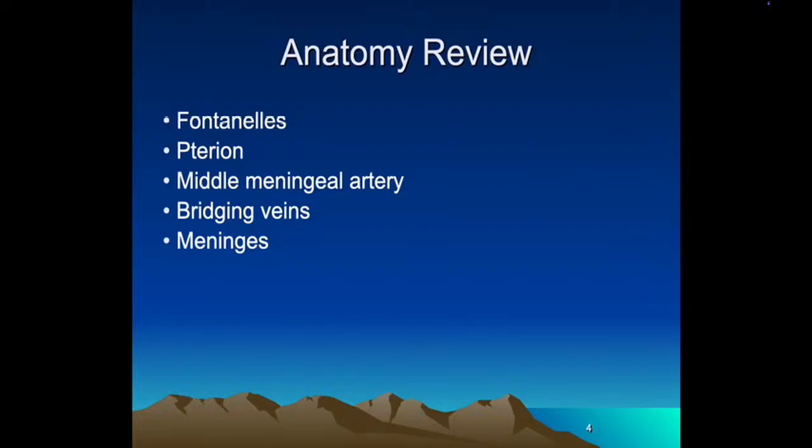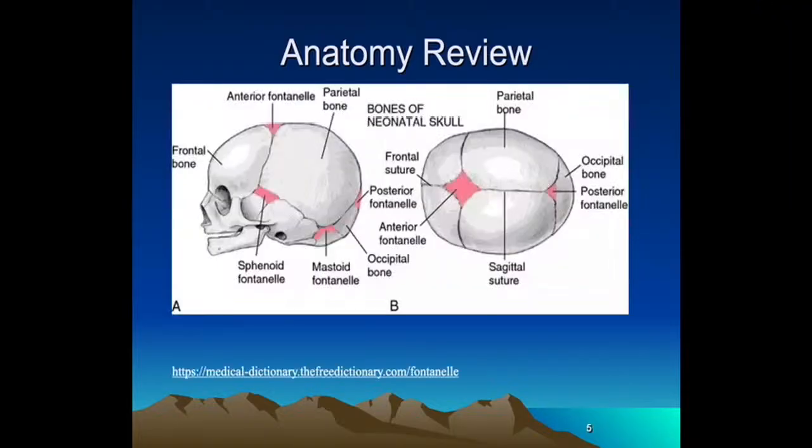Some things with anatomy we'll talk about. We're going to talk about some fontanelles. We're going to talk about a special area of the skull called the pterion, the middle meningeal artery, bridging veins, and the meninges that cover the brain.